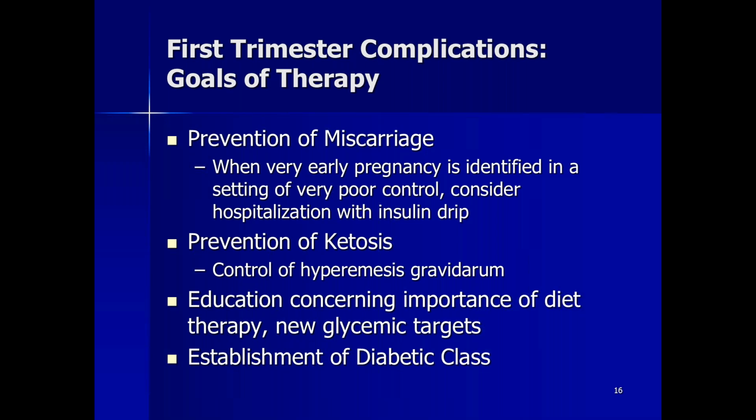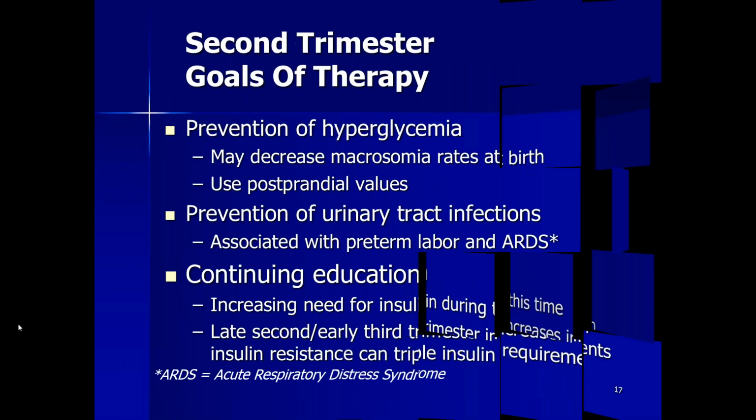days at home. This is where people really need a lot of education concerning the diet therapy and how important it is to have a consistent diet and why we have these new glycemic targets. Finally, for those who do turn out to be overt diabetics, try and establish what their diabetic class is.